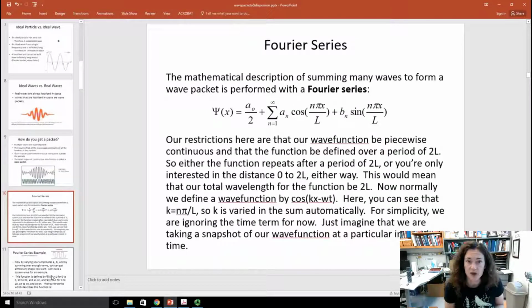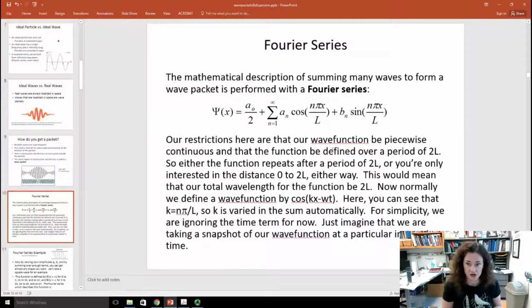Now the mathematical description of summing many waves to form a wave packet uses Fourier mathematics or Fourier series. Now Fourier series can be summed up mathematically here. This is just for the spatial coordinate. Psi of x is equal to a naught over 2 plus the infinite sum, n equals 1 to infinity, of a coefficient a sub n times the cosine of n pi x over L plus b sub n times sine of n pi x over L.